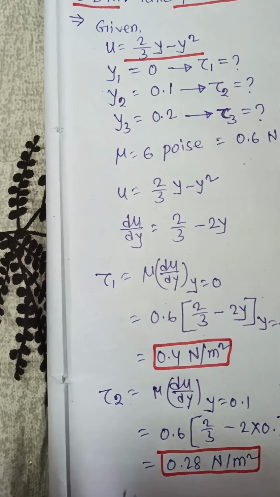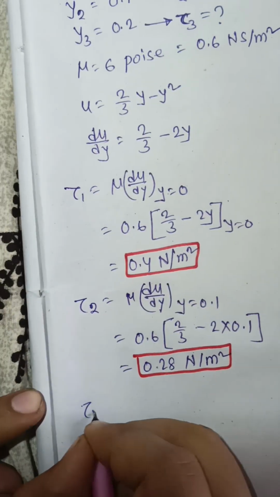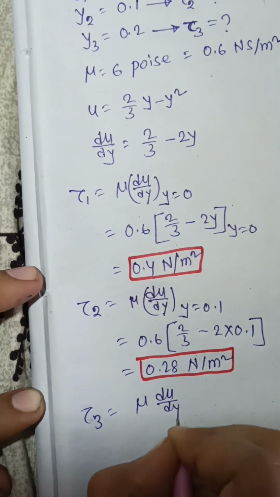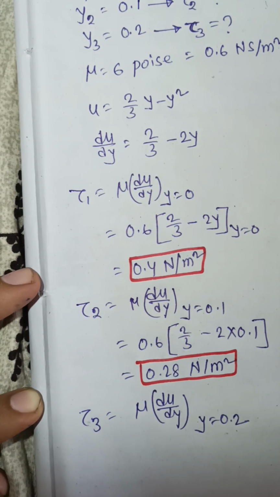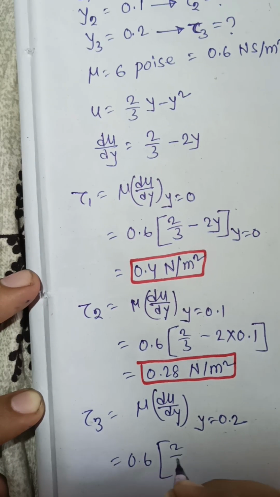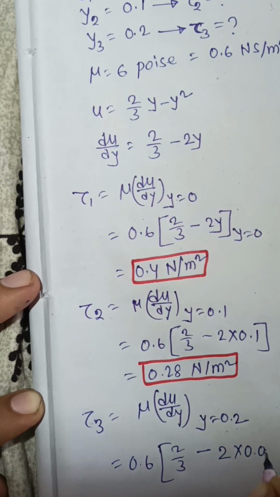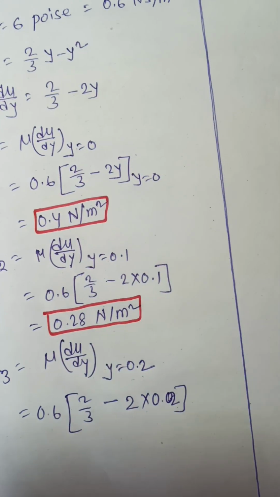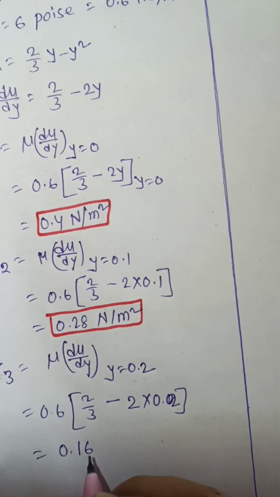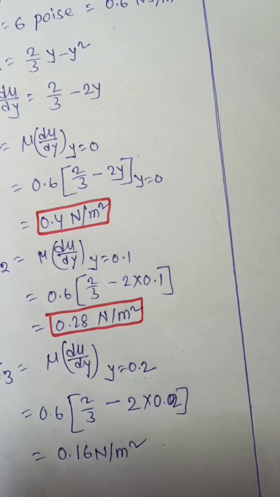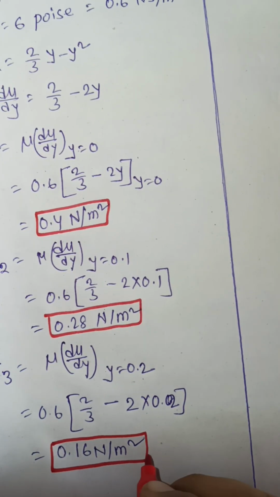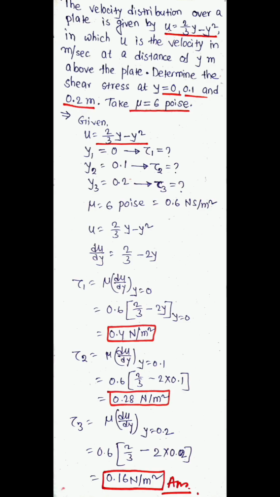And the third answer will be tau 3, that is equal to mu into du by dy at y equal to 0.2. So tau is 0.6 into 2 by 3 minus 2 into 0.2. Okay. So from here, what is the value of that? That value will be 0.16 Newton per meter square. So tau 3 will be 0.16 Newton per meter square. So this will be our answer.